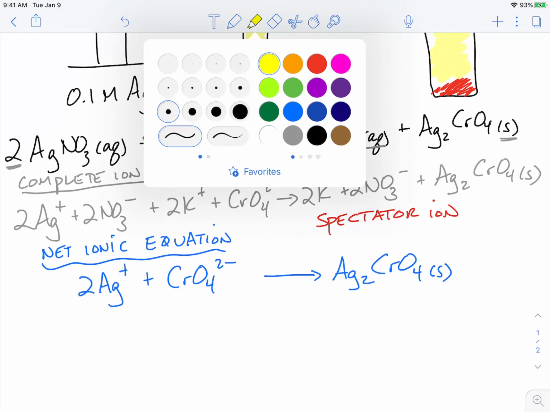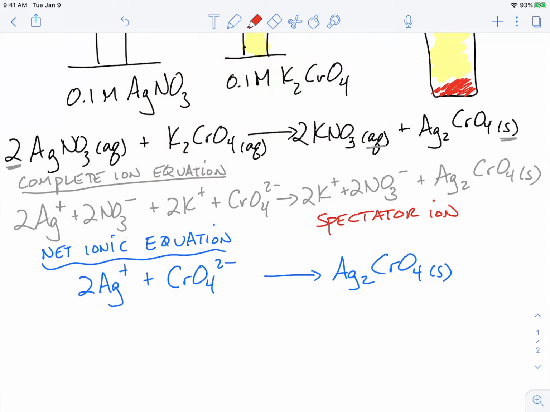And our spectator ions, I'll highlight these in red since I wrote spectator ion in red, would be when they appear exactly the same on both sides. And you'll notice that our nitrate ions are the same on both sides, and also your potassium ions are the same on both sides. And so if you focus on what we have left after we eliminate our spectator ions, we have our silver ions and our chromate ions and of course our precipitate. And that's how we come up with our net ionic equation.